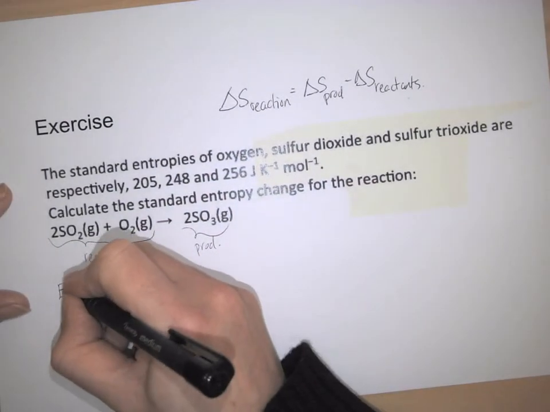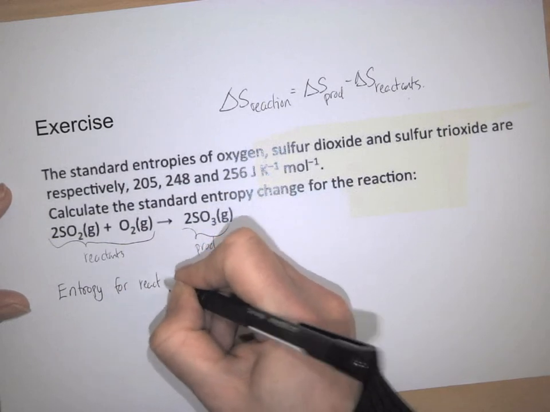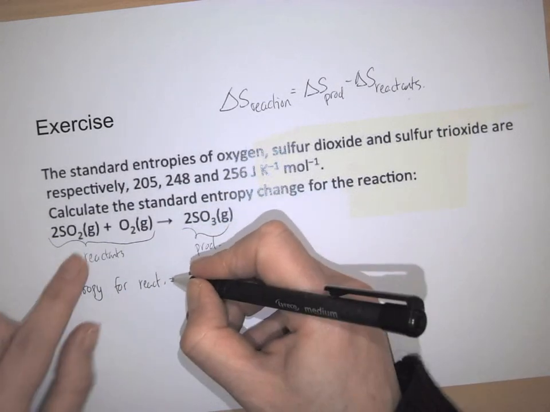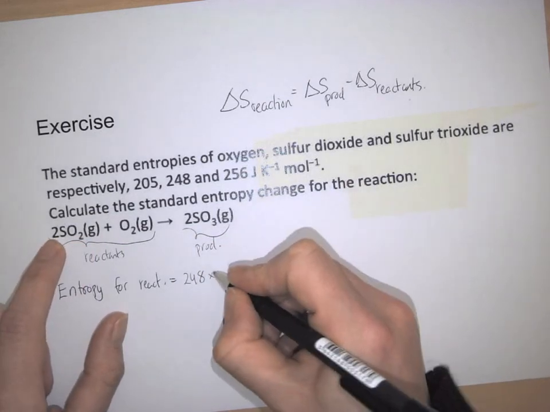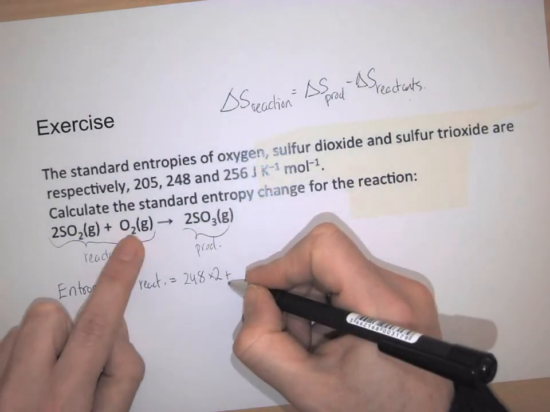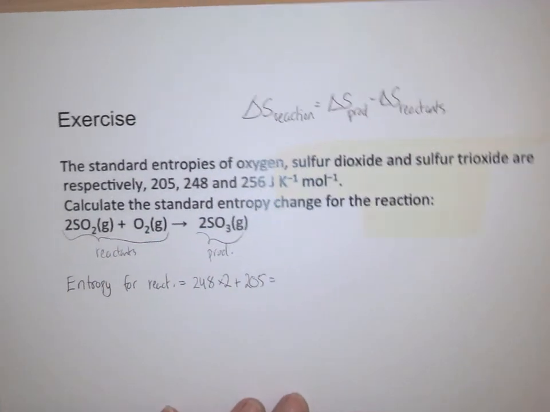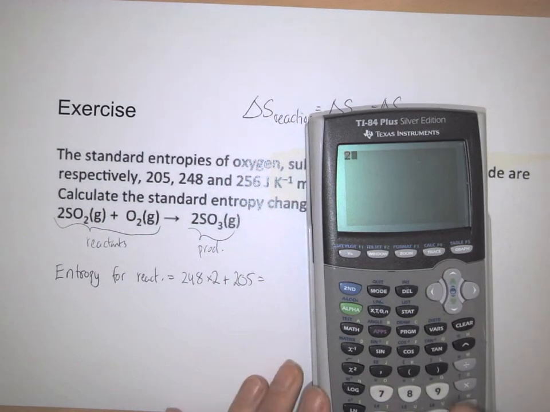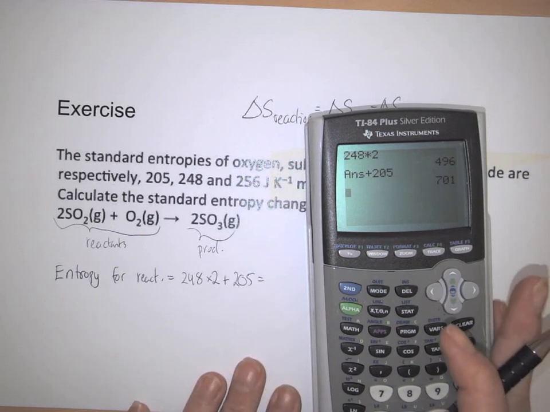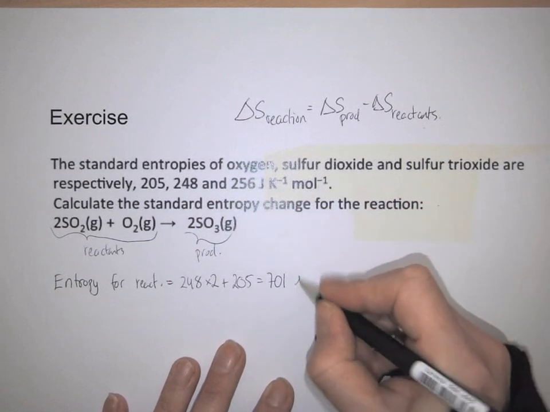So, entropy for reactants. Well, you have sulfur dioxide, that's 248, and you can see we have 2 of them, so we need to multiply by 2. And then we have 1 oxygen, 205. Put that in your GDC. 248 times 2 plus 205, 701. And you can see the units here, joule per Kelvin per mole.